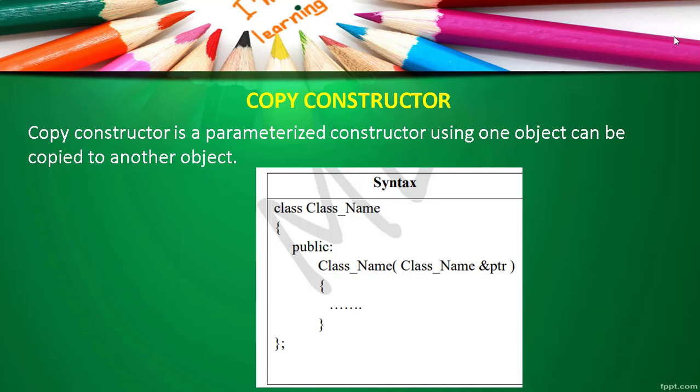Now coming to the syntax: class is a keyword, then the class name, and next in the public section we declare the constructor. The class name and the constructor name should be the same, and in the brackets we have the argument, that is the class name, ampersand, ptr. This is the syntax for writing the copy constructor, where ptr is the pointer. It will have the address of the object. So this part is called the copy constructor, and you are declaring the copy constructor here in this part.